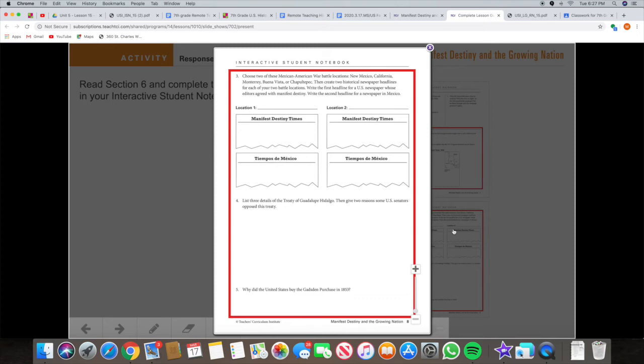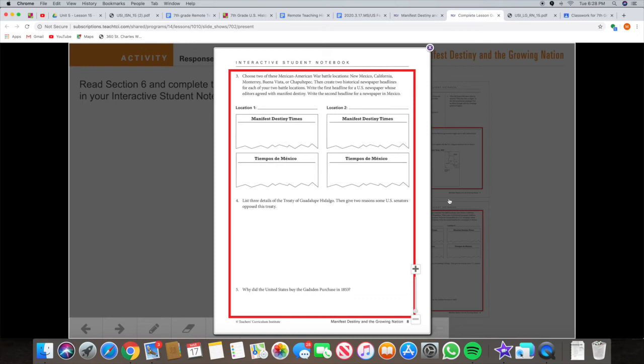Okay, so this would be a newspaper that agrees with Manifest Destiny. And then this would be for the newspaper that is located in Mexico. Good. For number 4, list 3 details of the Treaty of Guadalupe Hidalgo. Then give 2 reasons some U.S. senators opposed this treaty. And then 5, why did the United States buy the Gadsden Purchase in 1853? Okay, again, go ahead and pause this video, do this work. Use the textbook to help you answer these questions.